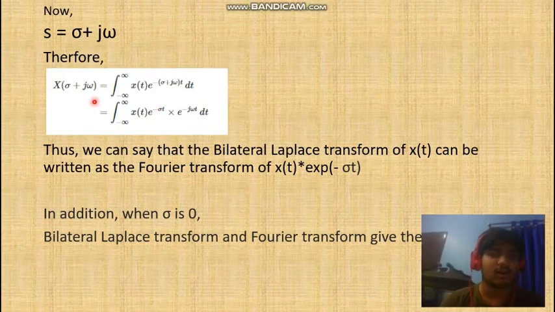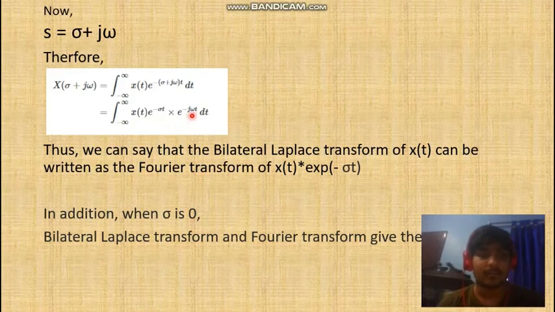Now, putting that in the formula of bilateral Laplace transformation, we get X(σ + jω) equals the integration from minus infinity to infinity of x(t)·e^(−(σ + jω)t) dt. Now, we'll open the brackets and separate out σt. The equation becomes the integration from minus infinity to infinity of x(t)·e^(−σt) multiplied by e^(−jωt) dt. Thus, we can clearly see that this is the Fourier transform of x(t)·e^(−σt). Thus, we have obtained a direct conversion between the bilateral Laplace transformation and the Fourier transformation.